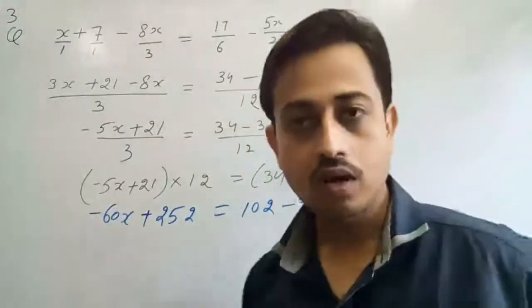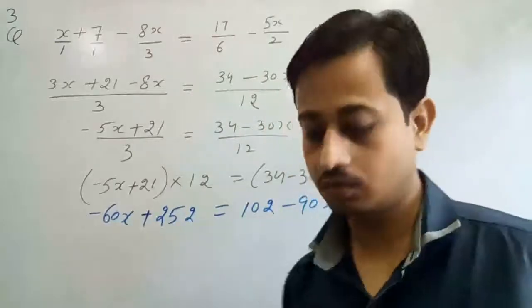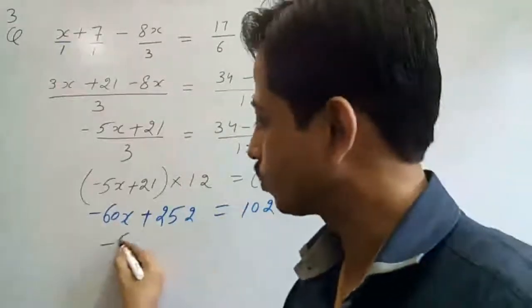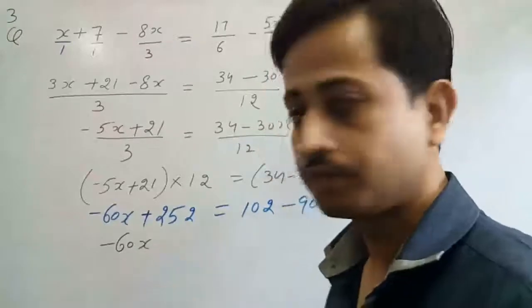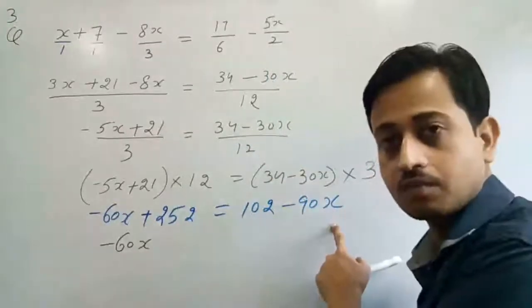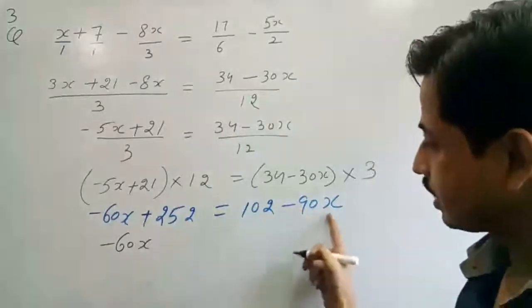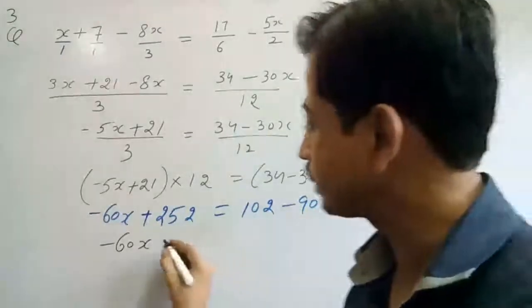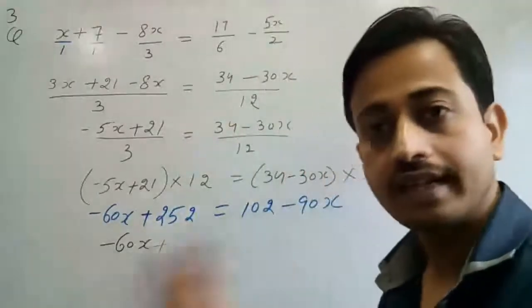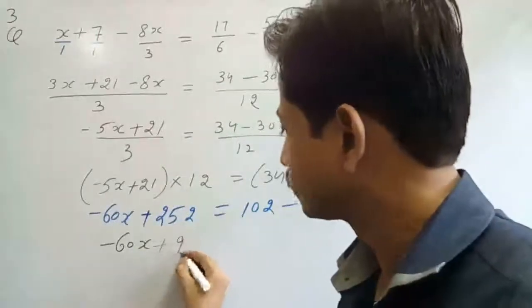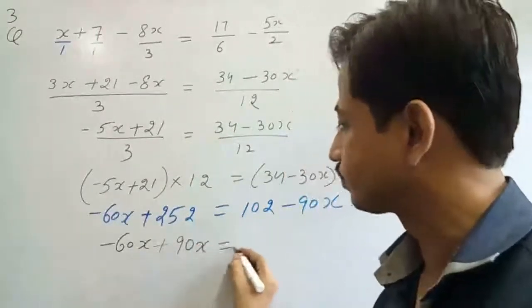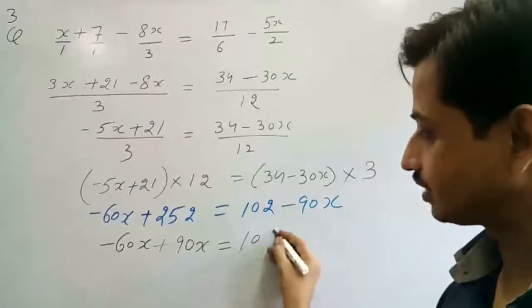Our next step is what? We have to separate the variables. That's why I am going to keep minus 60x here. Here is also an x term. We have to take this term on the left hand side. This is negative 90x here. If we take it on the right hand side, it becomes positive. So it becomes 90x. This 102 stays as it is.